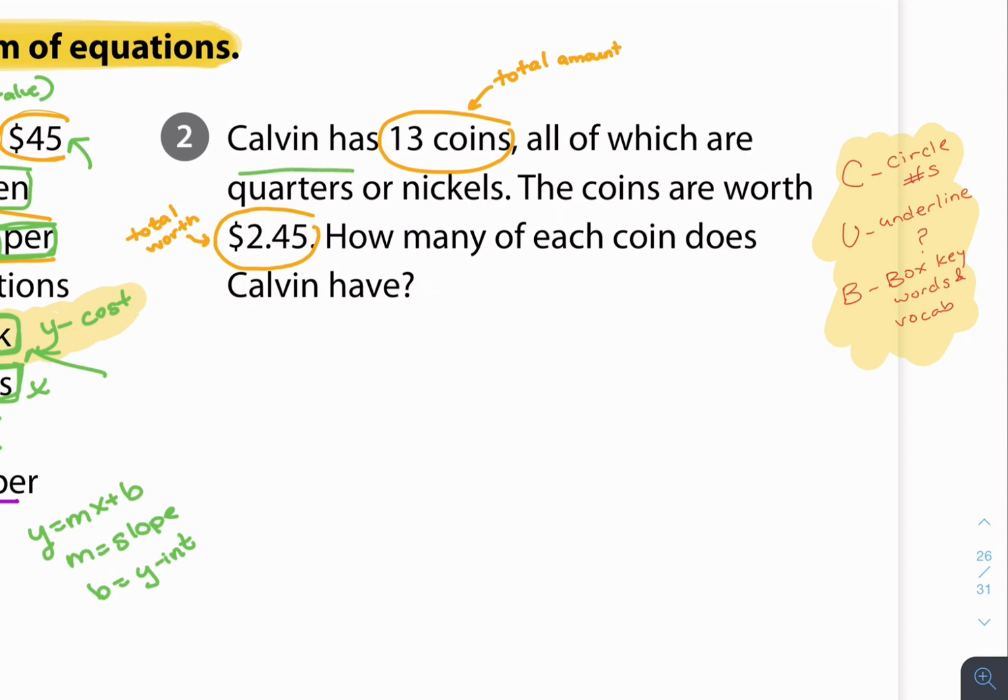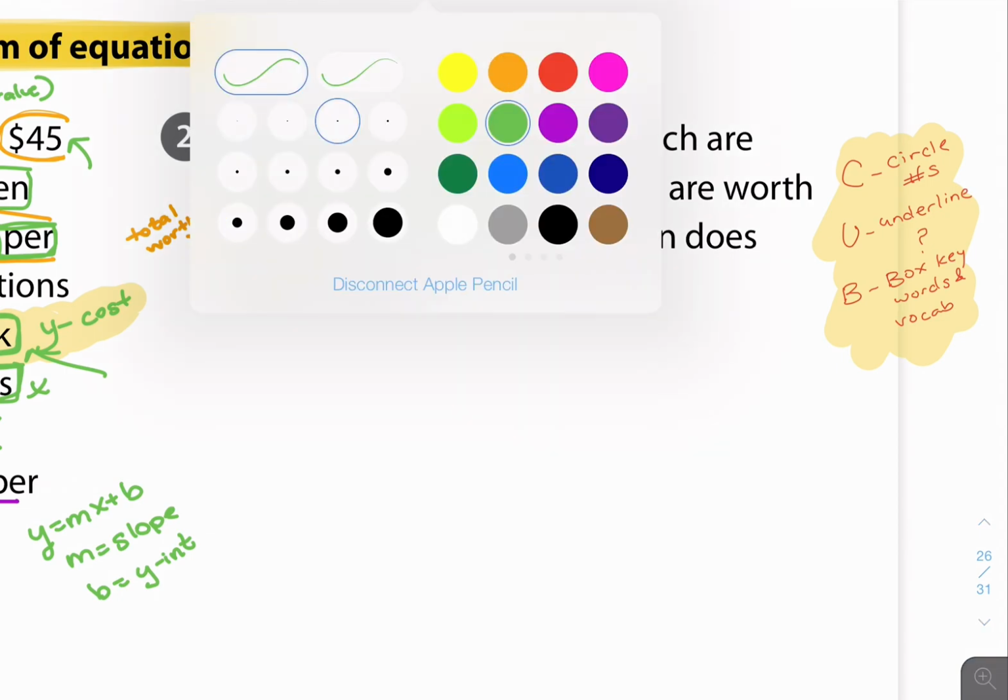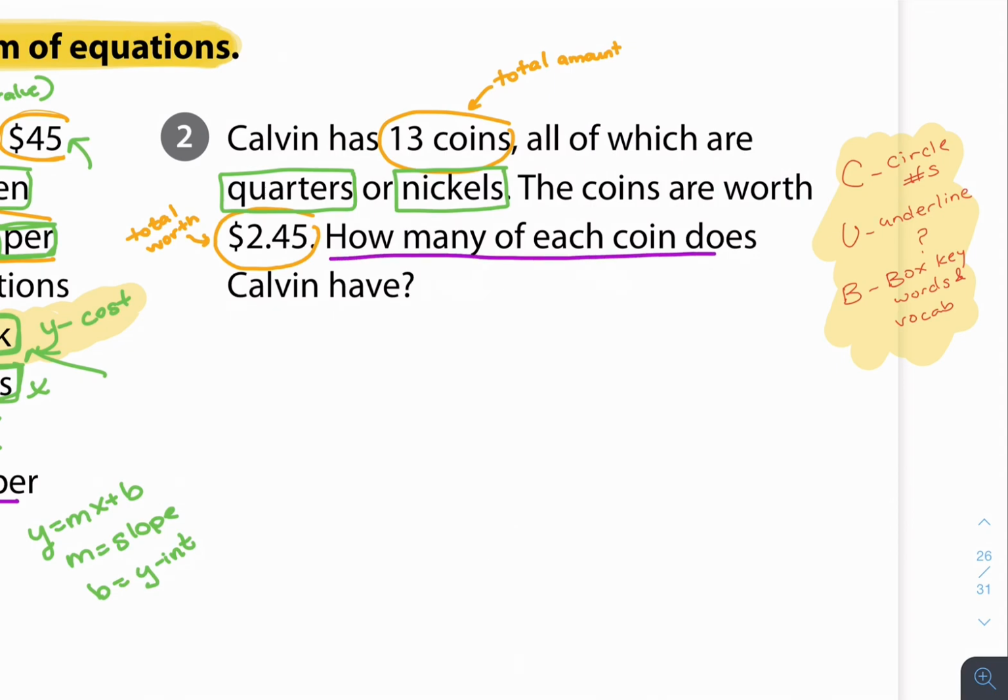And now I want to box any key terms. So I know that he has quarters. I know that he has nickels. This is important because it tells us the two unknowns. I don't know how many quarters he has. I don't know how many nickels he has. So I'm going to have to define my variables as quarters and nickels. The coins are worth $2.45. How many of each coin does Calvin have? Alright, so I'm going to underline my question. Looking for how many of each coin he has, and I'm going to start by defining my variables.